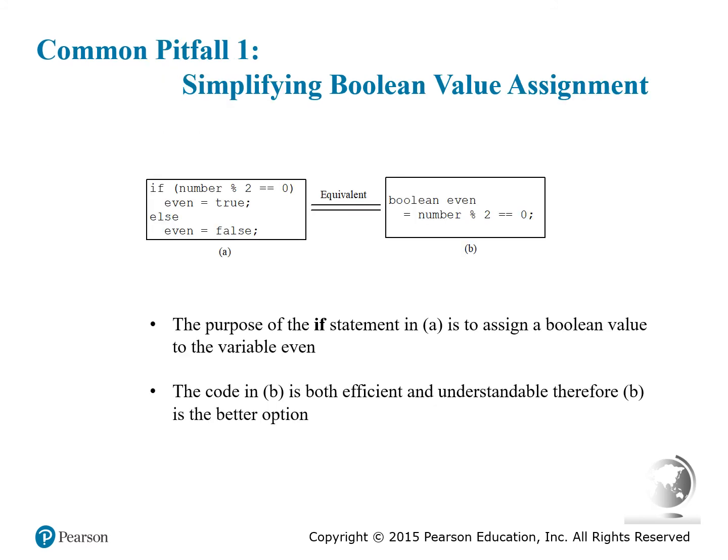We should strive to keep our code both clean and understandable. Here is an example of equivalent code blocks, but the code on the right in box B is much cleaner. The computer evaluates the Boolean expression on the right of the equal sign, number mod 2 is equivalent to 0, and stores the result, either true or false, in the Boolean variable even.